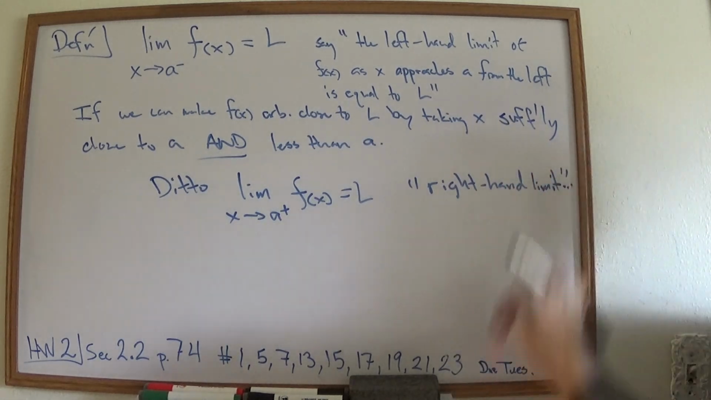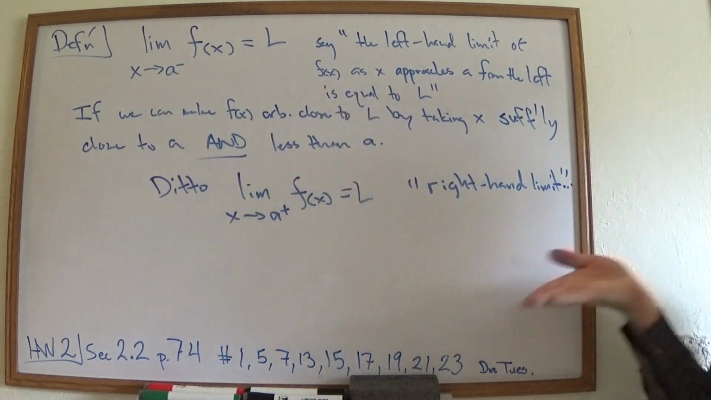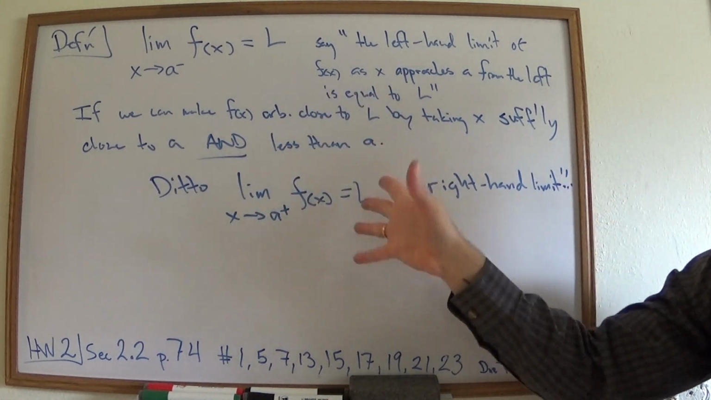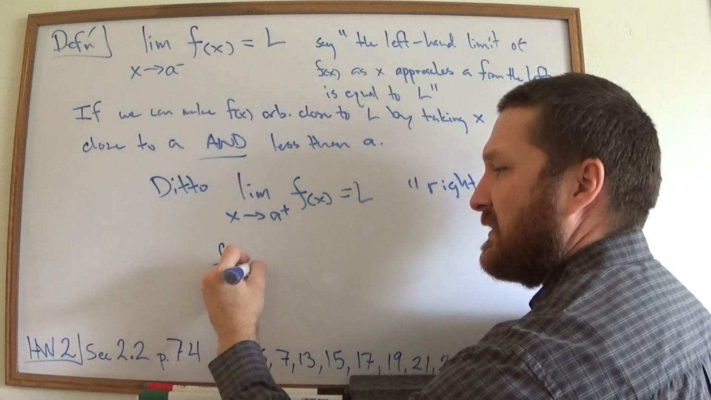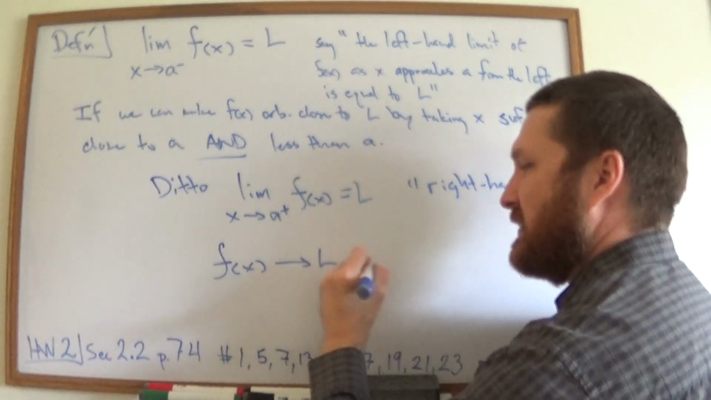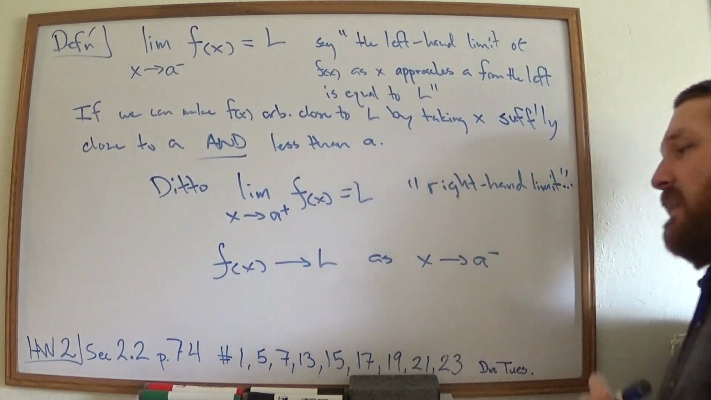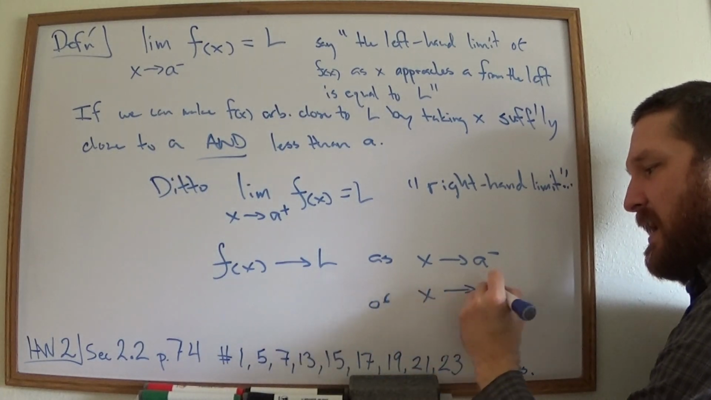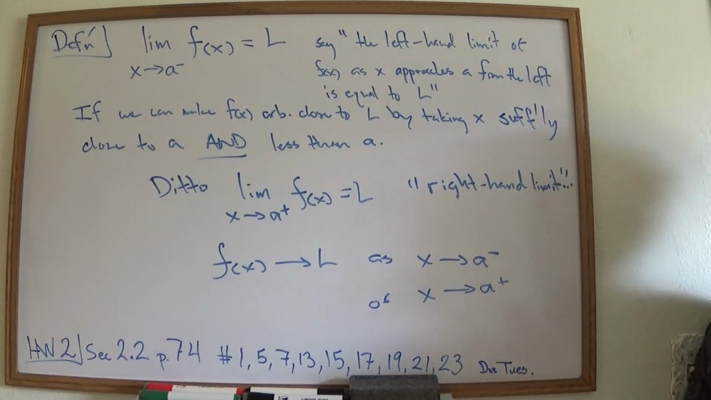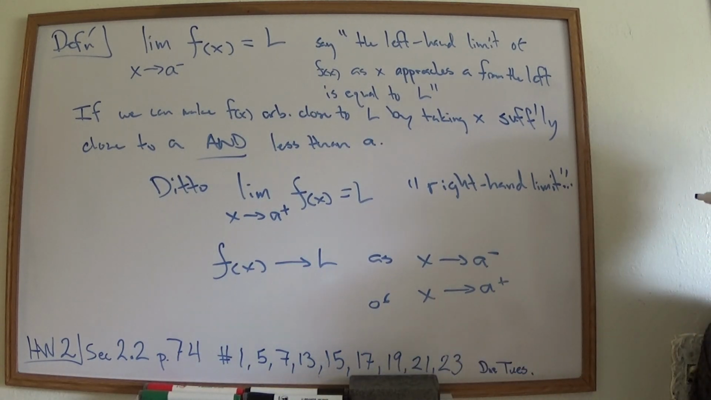And so on, right? Like all that stuff. And then instead of less than a, it would be greater than a. And we've already done this. This is why I'm not really worried about this, right? Because we've done stuff like this. f of x goes to L as x goes to a from the left, or as x goes to a from the right. We did this in trig, so we should be familiar with this. Okay?